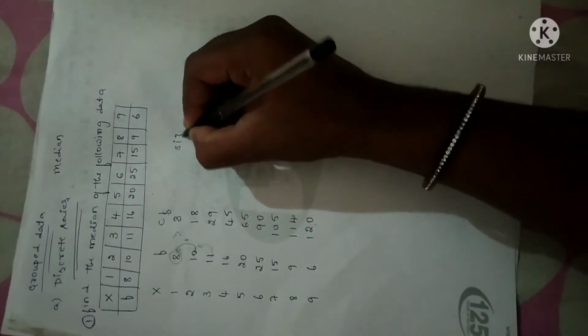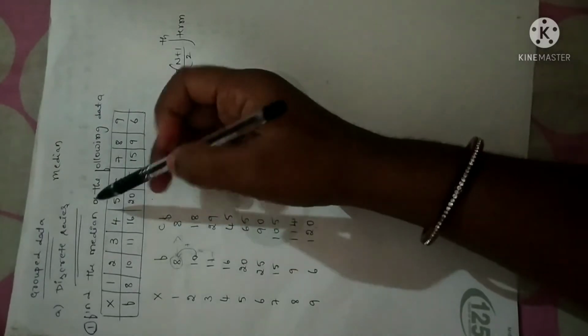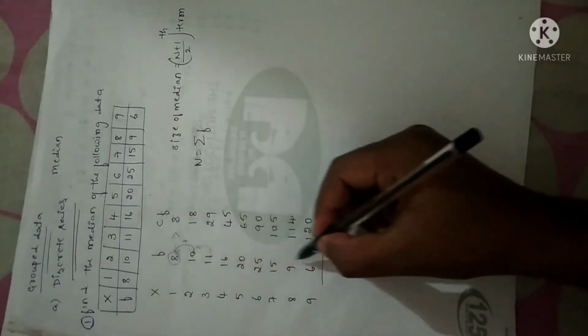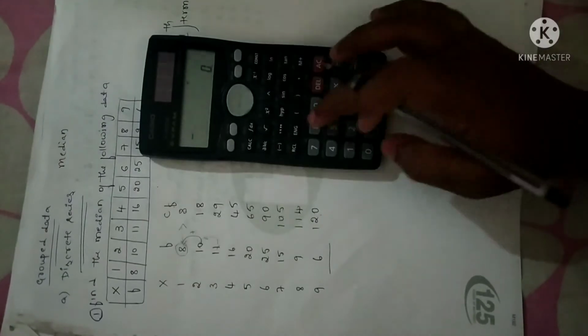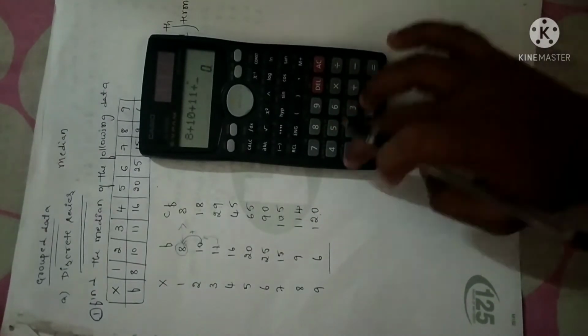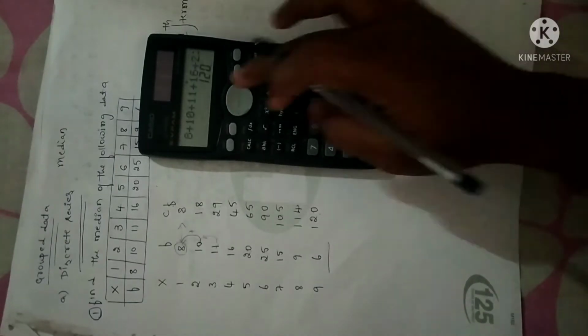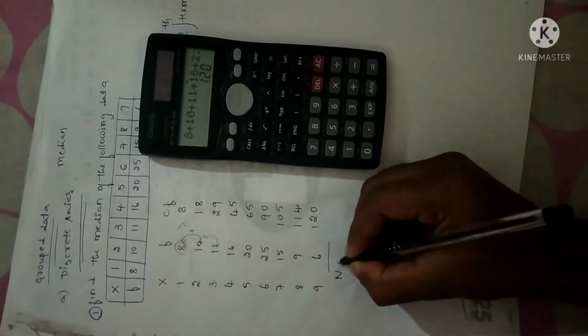Now let me write the formula first. What is the size of the median? It is (n plus 1) divided by 2 th term. Now it is a discrete series. In a discrete series we can find the n value by adding all the frequencies. So here is the frequency. You have to add all these terms: 8 plus 10 plus 11 plus 16 plus 20 plus 25 plus 15 plus 9 plus 6. That will give us 120. So when you add, n is equal to 120. Clear?